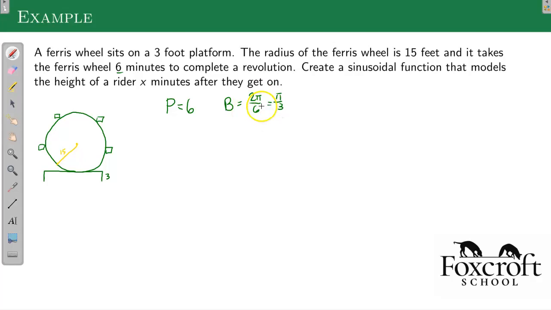All right, so that's the b value that's going to go in. The most common mistake for this is just putting in 6 into your function, but there's this little formula you have to do to work backwards from the period to the actual value in the function.